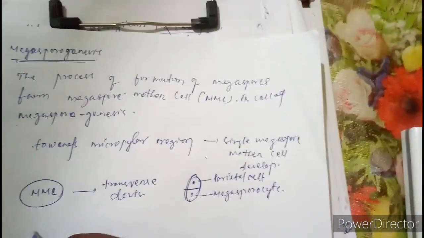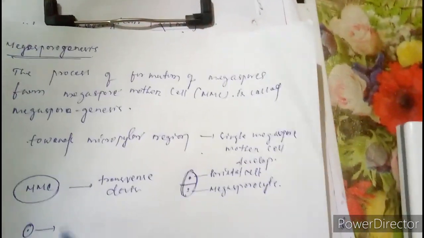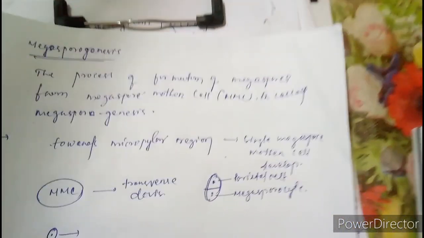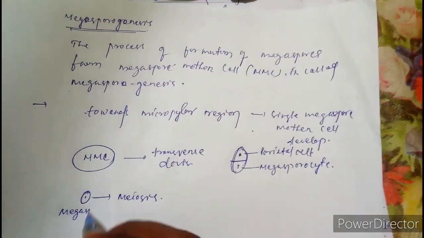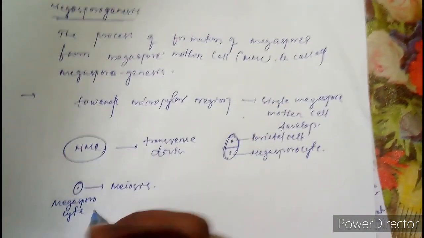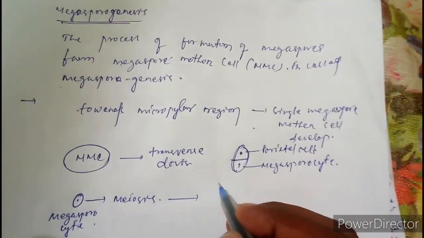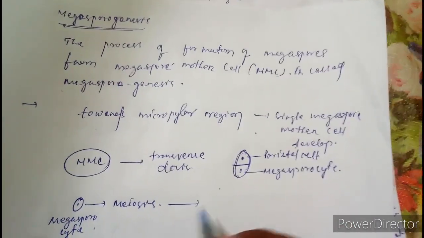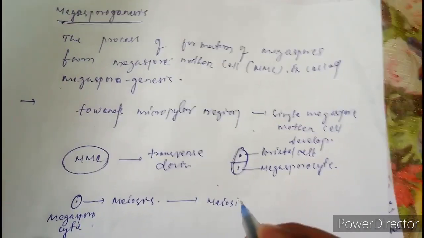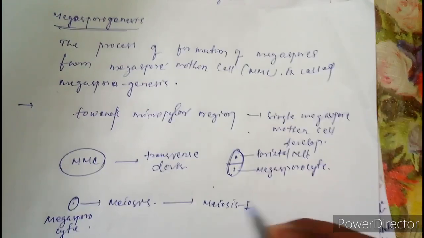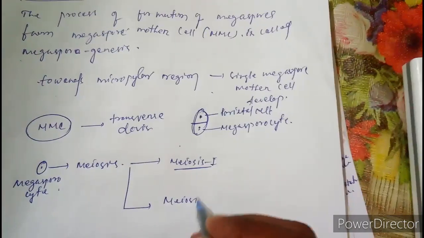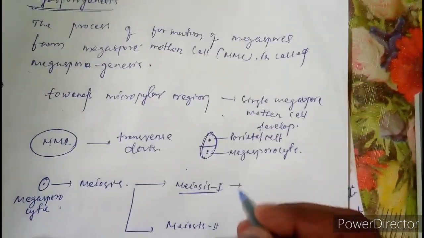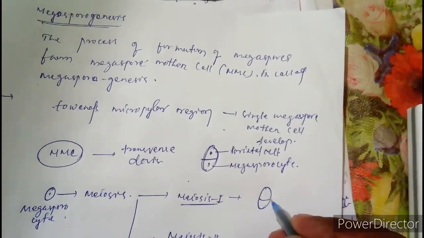This megasporocyte leaves the mitotic cell cycle and undergoes meiosis. Meiosis occurs in two phases, meiosis 1 and meiosis 2. In meiosis 1, what happens?